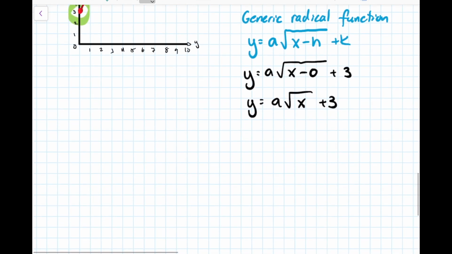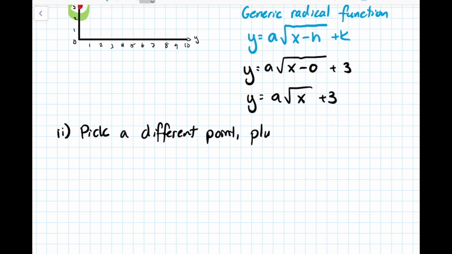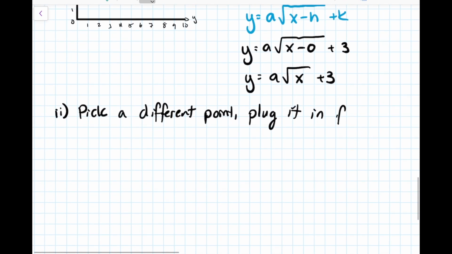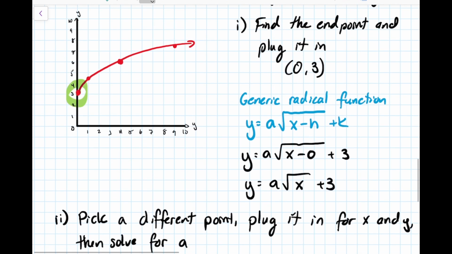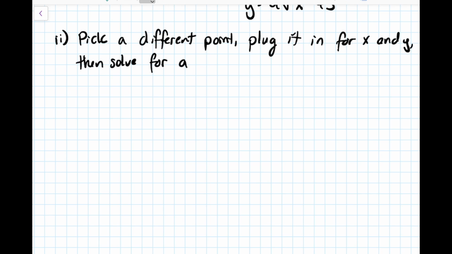And we're going to do that also the same way we did it back in chapter 3. So what we do is we pick a different point, not your endpoint, and we're just going to plug that point in for x and y. And then once we've plugged it in for x and y, we're just going to solve for a. You can also try to do this using the pattern, but that's not always super reliable, especially on a graph like the one we had here where some of our points aren't super clear. So doing it the way that we're about to do it is definitely the safer option.